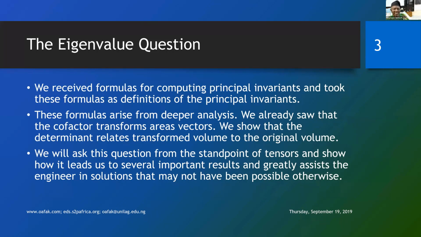The formulas we received for computing principal invariants, we took these formulas as definitions of principal invariants. This formula arises from deeper analysis. We already saw that the cofactor transforms areas. We showed that the determinant relates the transformed volume to the original volume. We will ask this question from the standpoint of tensors and show how it leads to several important results that greatly assist the engineer in solutions that may not have been possible otherwise.